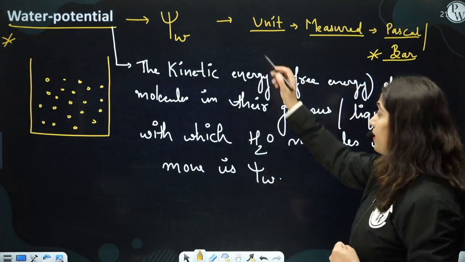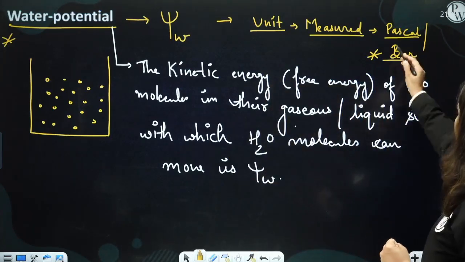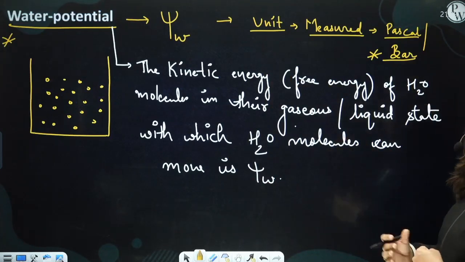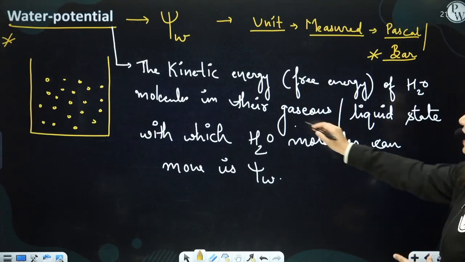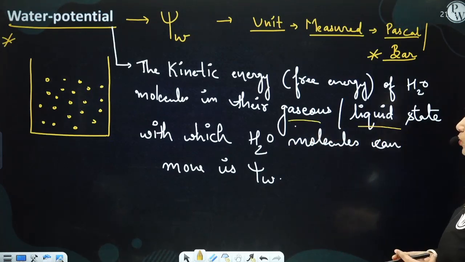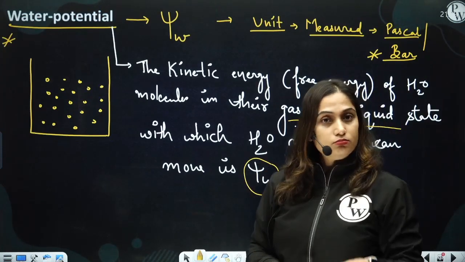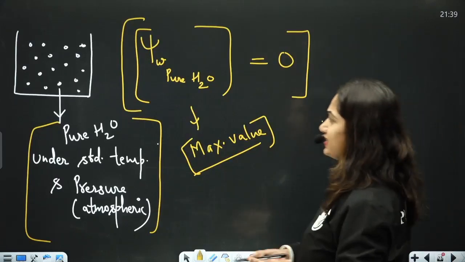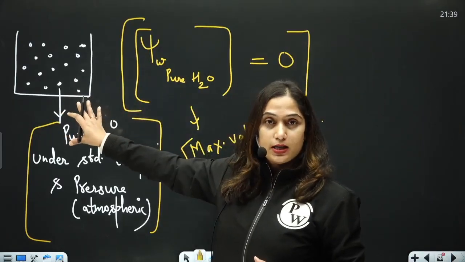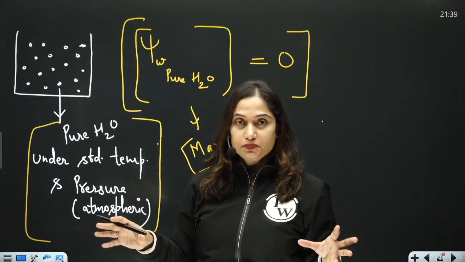It is denoted by the symbol psi W, and it is measured in units of pressure, that is Pascal or bar. So how can we define water potential? The kinetic energy of water molecules in their gaseous or liquid state with which water molecules move is water potential. Clear?